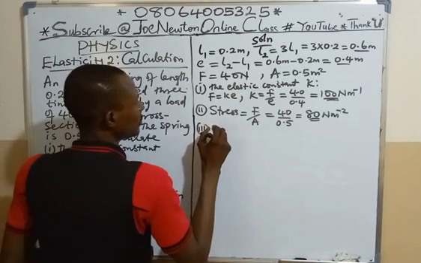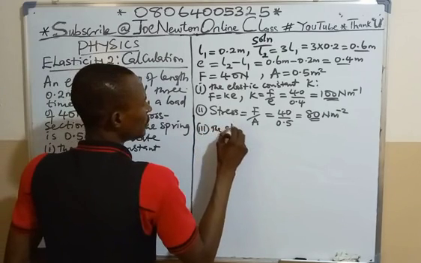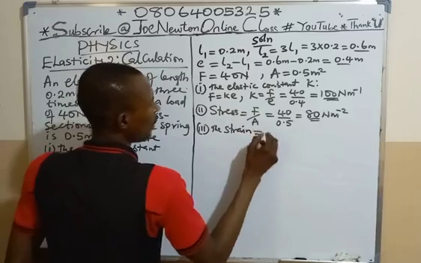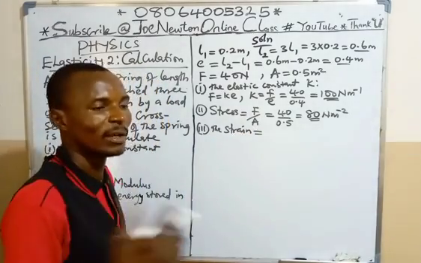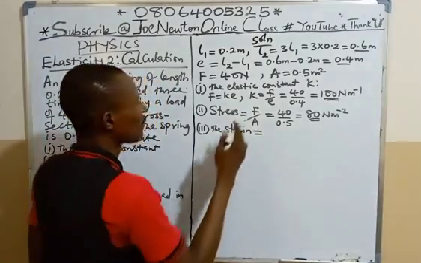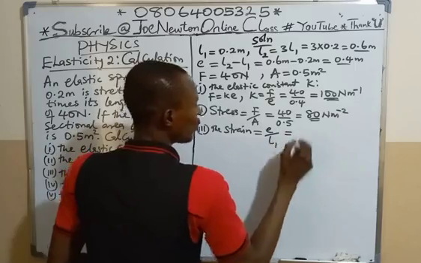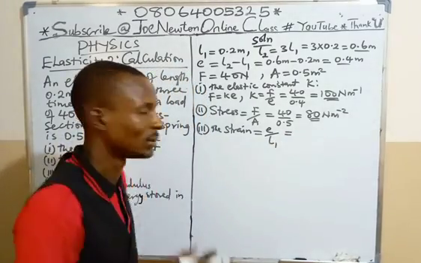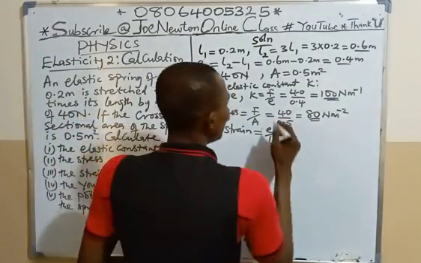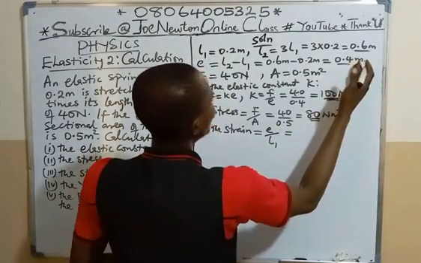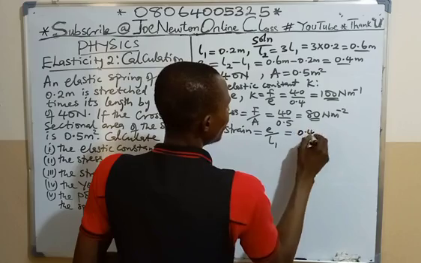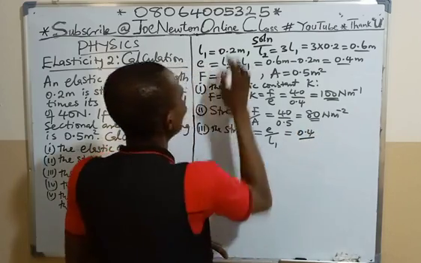For the strain, recall that the formula, like we stated last time, for strain is extension over original length. Not just over length, but over original length. Not over the final length. Our extension here is obtained to be 0.4. Our original length is 0.2.